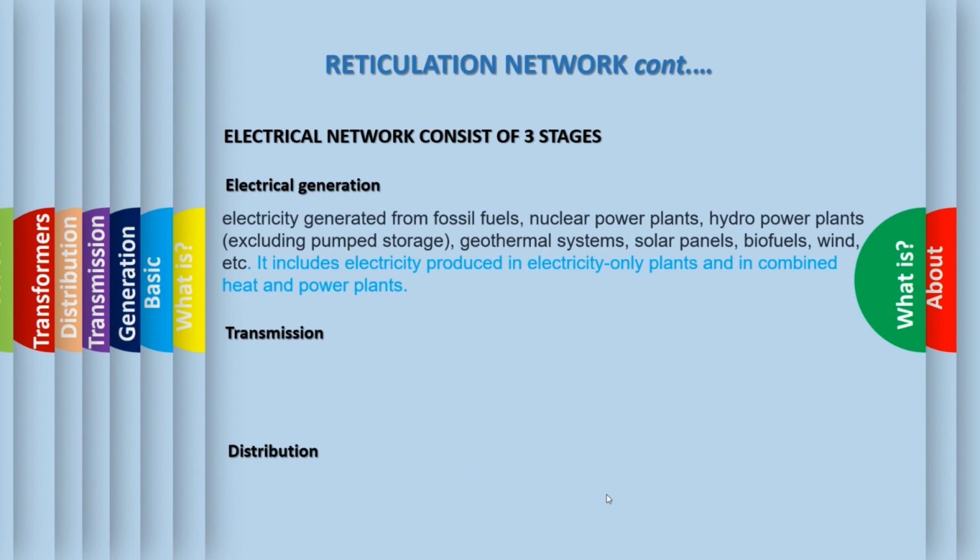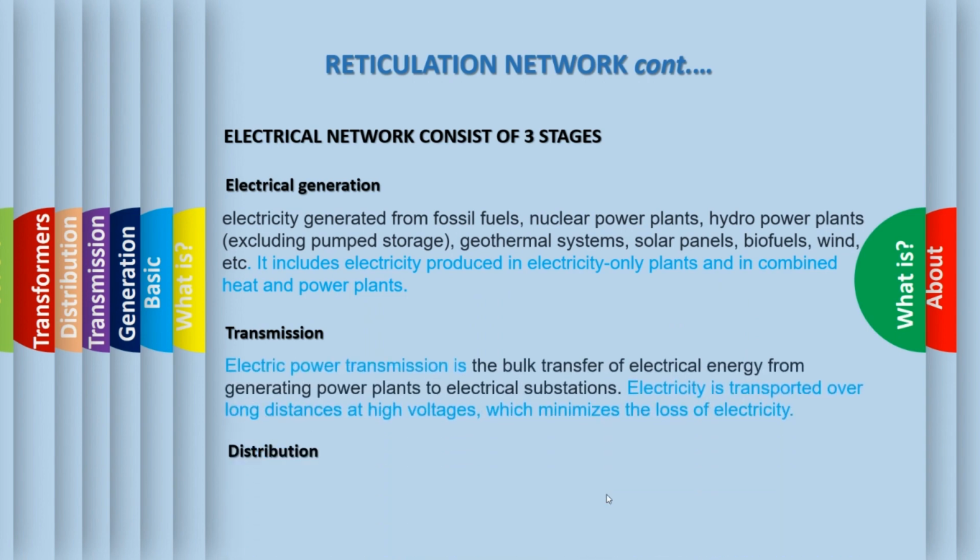But after electricity has been manufactured or generated, that electricity has to be transmitted. Now, electric power transmission is the bulk transfer of electrical energy from generating power plants to electrical substations. Electricity is transported over long distances at high voltages, which minimizes the loss of electricity. Remember, when electricity is manufactured in a generation station, it is generated at a very high voltage. Hence why we have our electricity generation stations far from consumers.